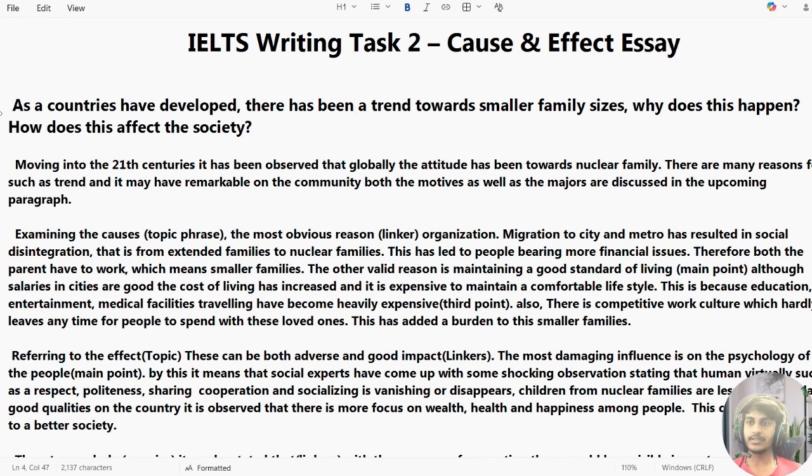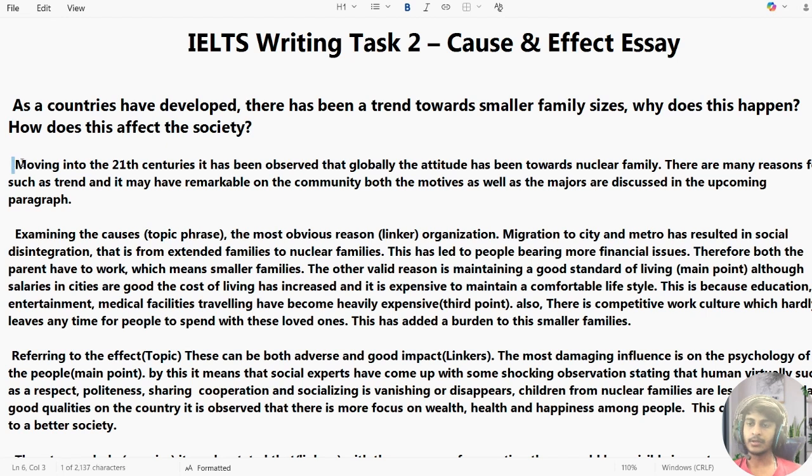First, we read the question. As the countries have developed, there has been a trend towards smaller family sizes. Why does this happen? How does this affect the society? Again, as the countries have developed, there has been a trend towards smaller family sizes. Why does this happen, and how does this affect the society?